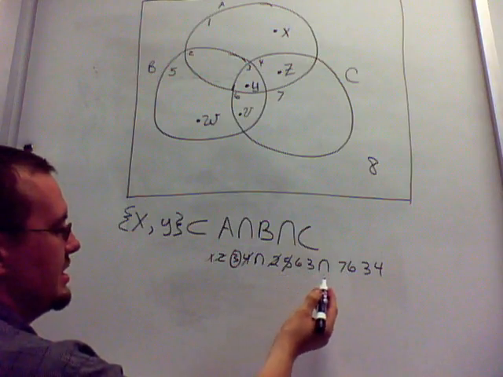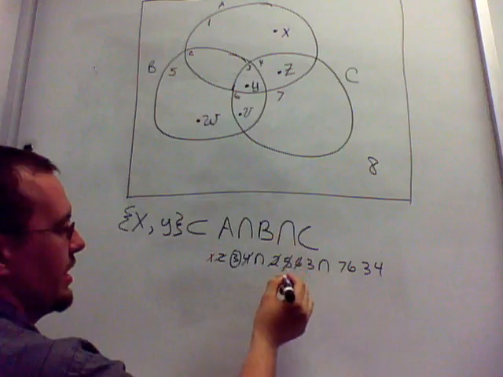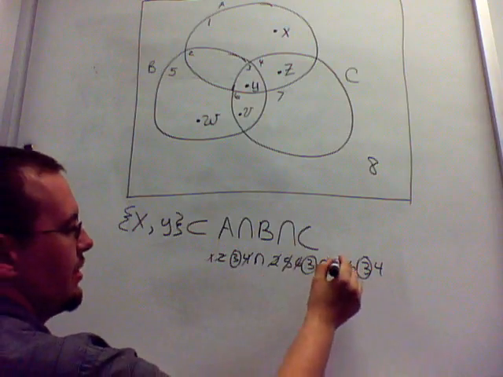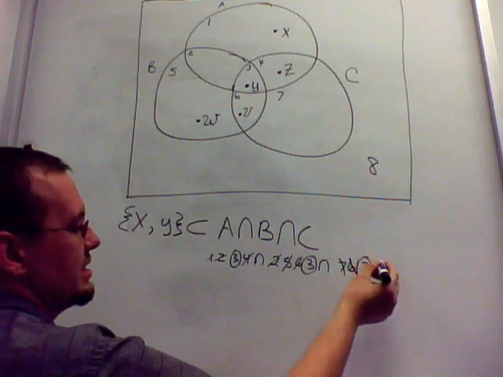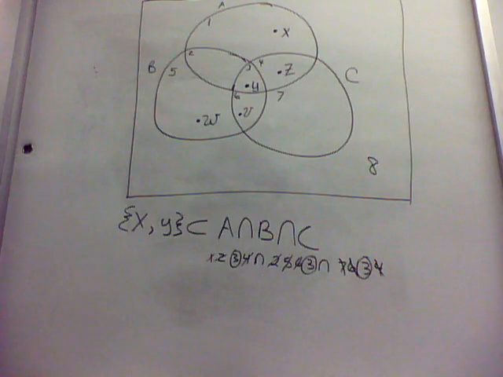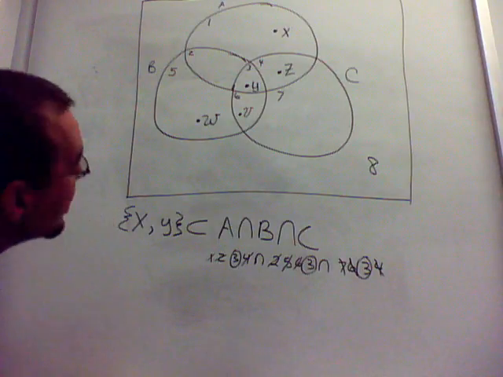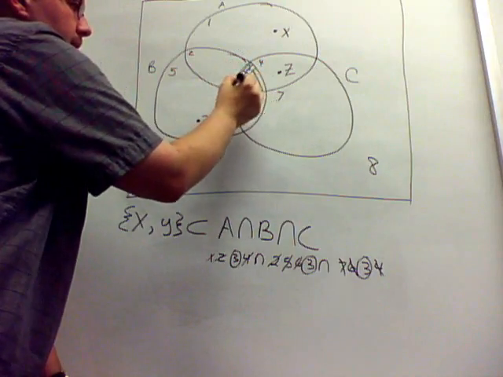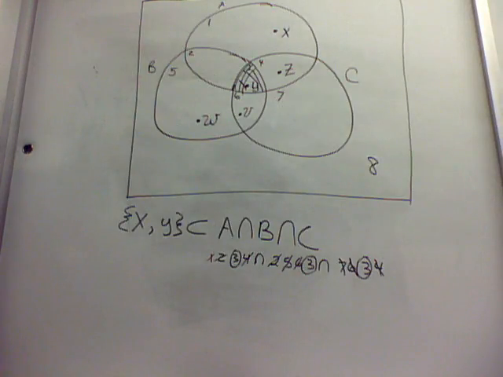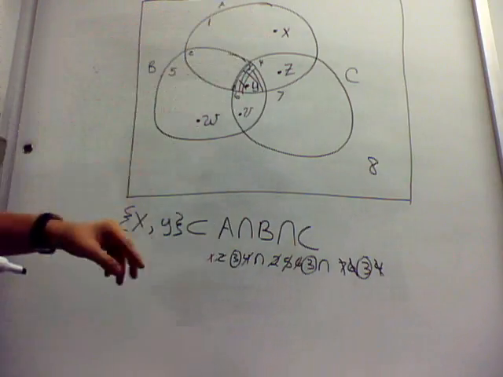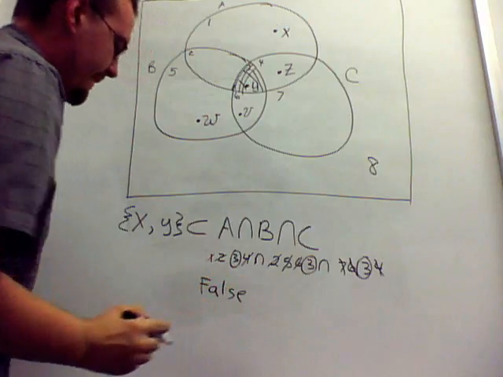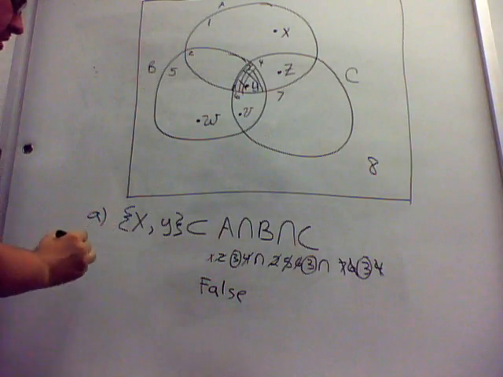6 is in set C, but it's not in part A, so we're going to get rid of that. 3, like we've already decided, is in all three of them. 7 is not in part A, 6 isn't in part A, and 4 isn't in part B. So the only part that is in that intersection is up here. Okay, and so the original question was, is x and y contained in this section? Well, as we see, x is up here, not in there, so this is false. Okay, that's part A. Next we're going to do part D.